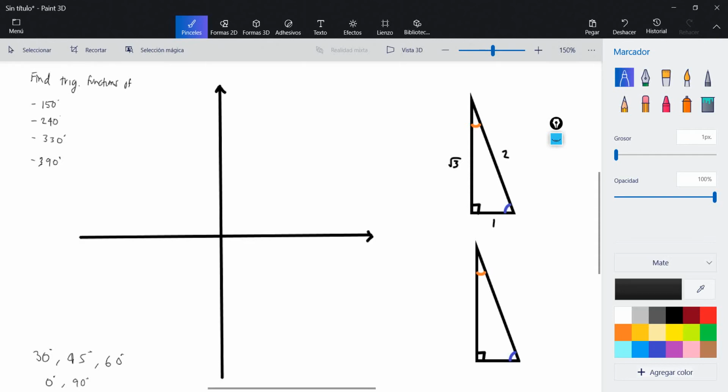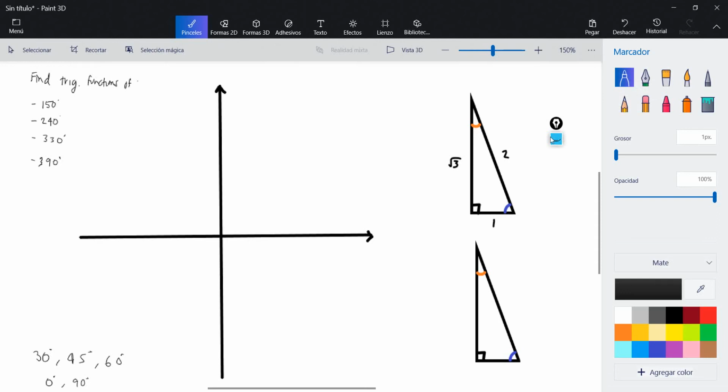Now that we know how to calculate the trigonometric functions of these angles, we can find the trigonometric functions of any of their multiples. Okay, so how do we do that? We do it in this way. Let's suppose that I have not explained to you this topic. Okay, what we do is this.